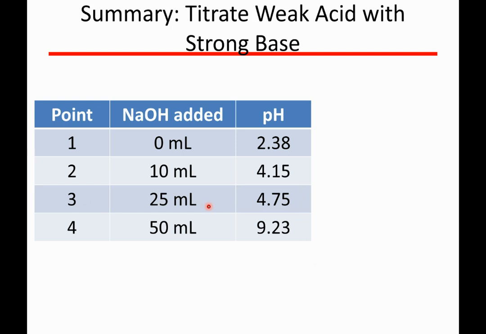After adding 25 milliliters of sodium hydroxide, the pH went up to 4.75. And at the equivalence point, when we added 50 milliliters of sodium hydroxide, the pH was 9.23.